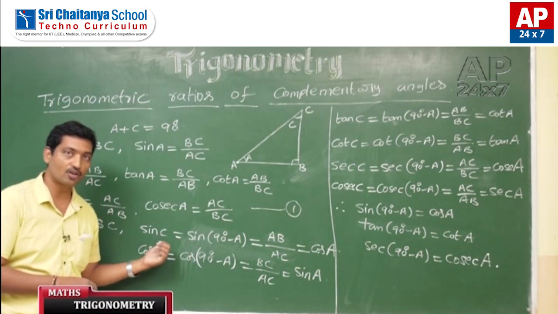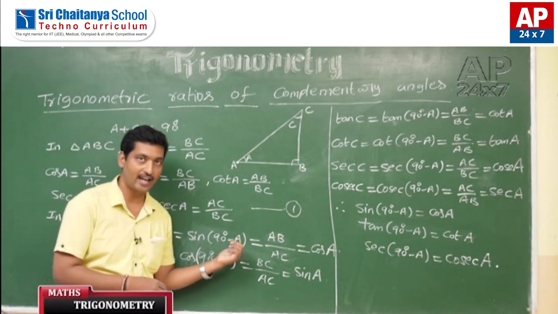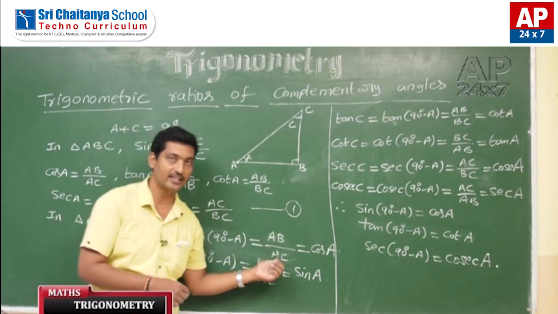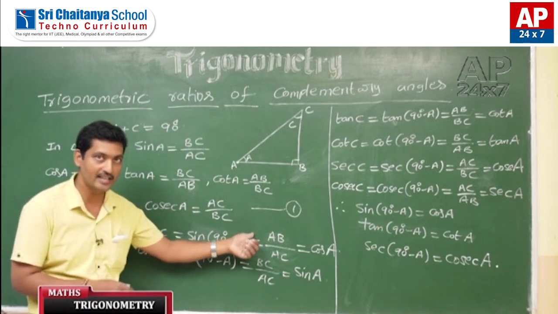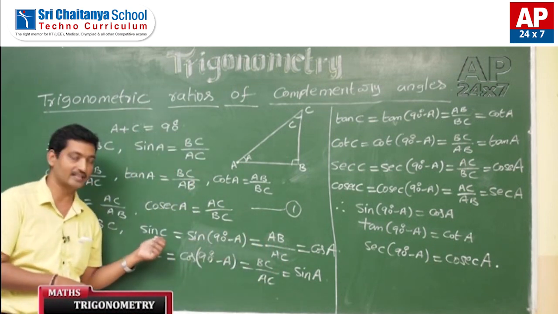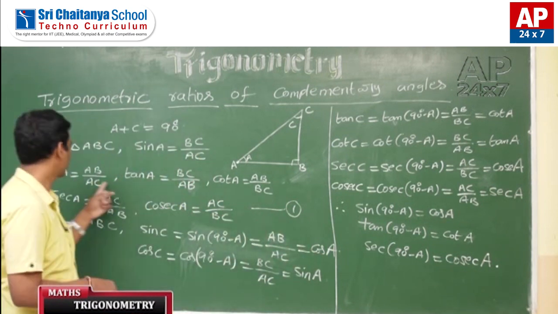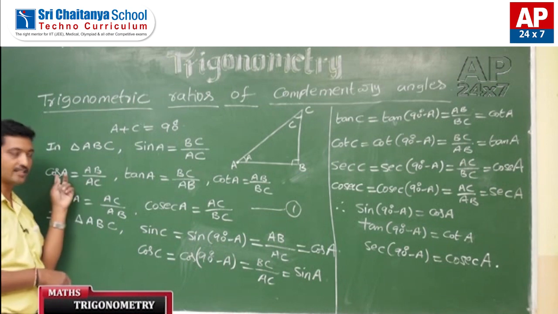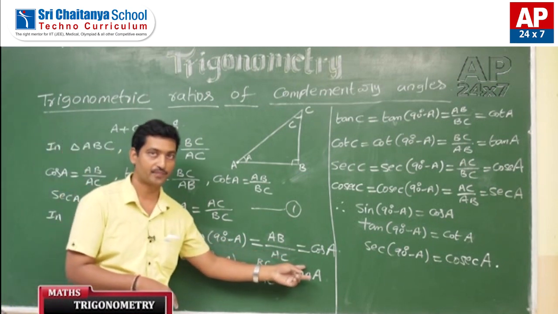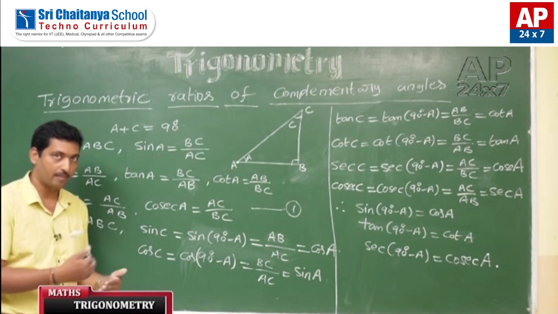Now sin C is equal to sin 90 degrees minus A, which is equal to AB by AC, because here AB is the side opposite to angle C. From the first relations, AB by AC is equal to cos A. See cos A. AB by AC is equal to cos A. Similarly, apply for the remaining also.